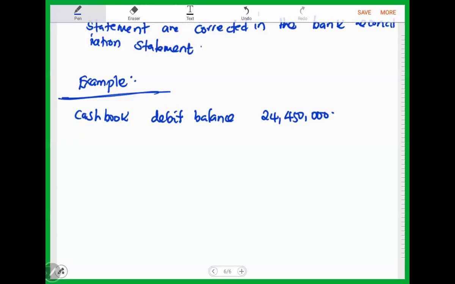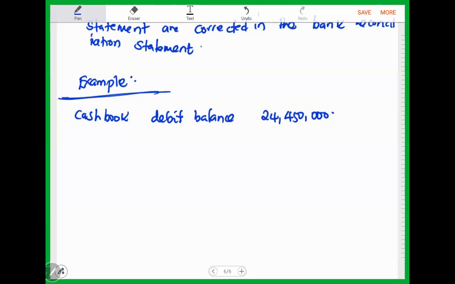Note number 5. A check for shillings 4.9 from a credit customer paid to the bank on 28th December 2012 was subsequently dishonored by the bank. Now, please note the word subsequently. It was decided that the debt be written off because the customer had become bankrupt.